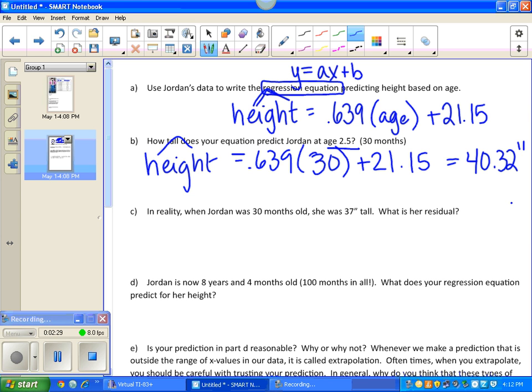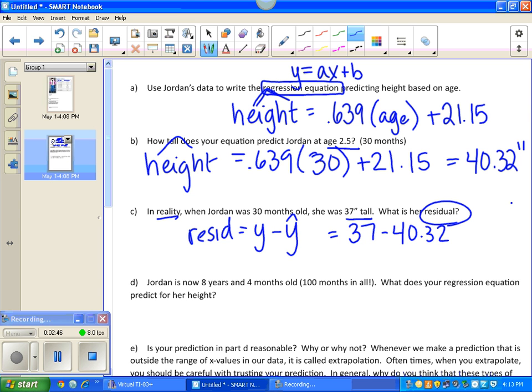In reality, she was actually 37 inches tall. What is her residual? Residual, you need to know, is your error. For us, it's what actually happened minus what we predicted to happen. Well, she actually was 37 inches tall. We predicted her to be a little bit taller, so we're going to get a negative residual here. And when we do this, we get negative, and it's okay, 3.32 inches.